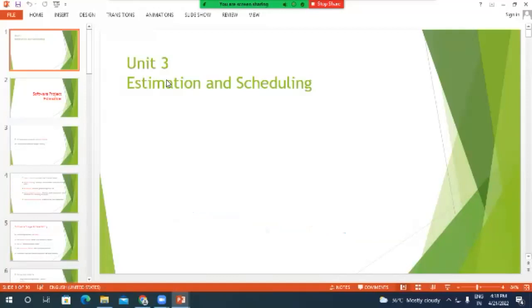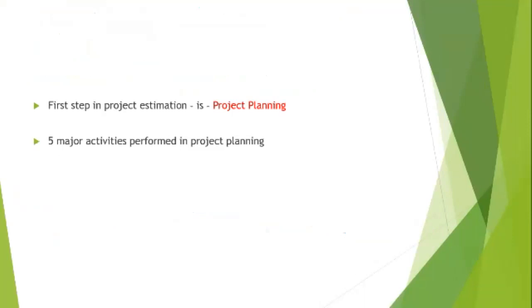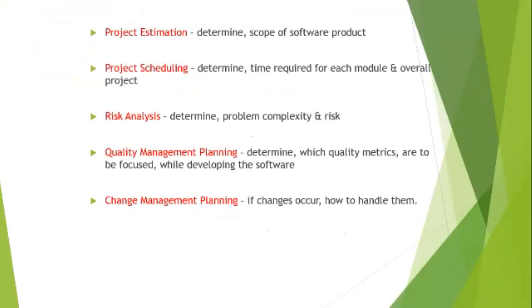Hello friends, this is unit number 3, estimation and scheduling. In software project estimation, the first step is project planning. There are 5 major activities performed in project planning. Project estimation: determine the scope of the software product. Project scheduling: determine the time required for each module and the overall project.